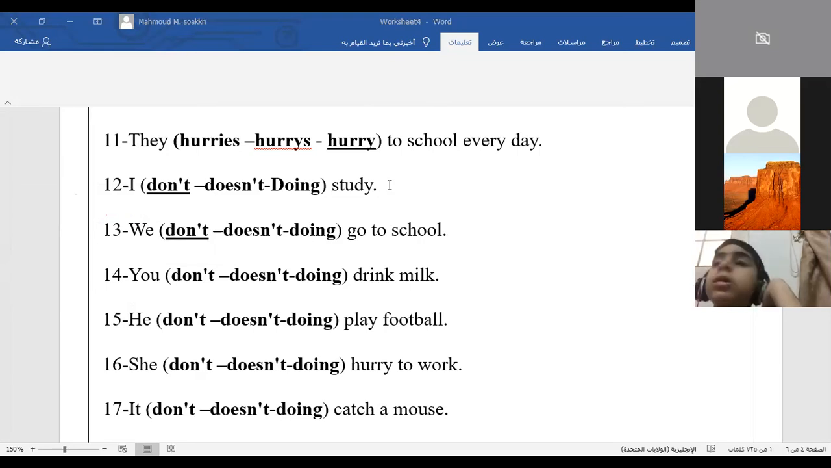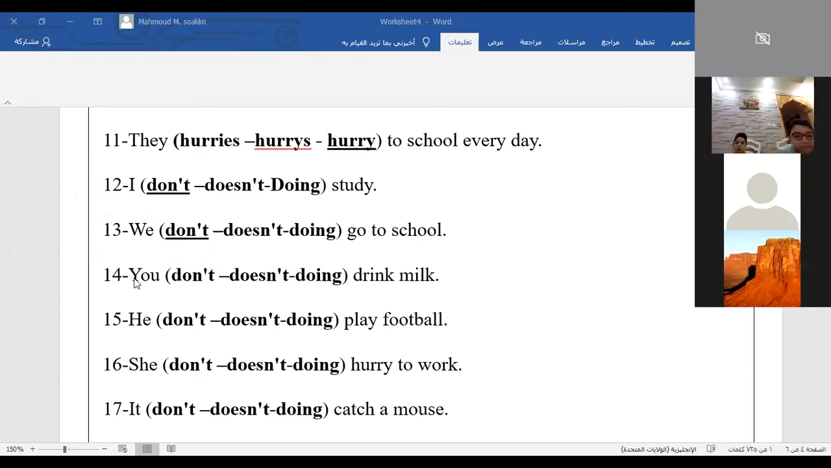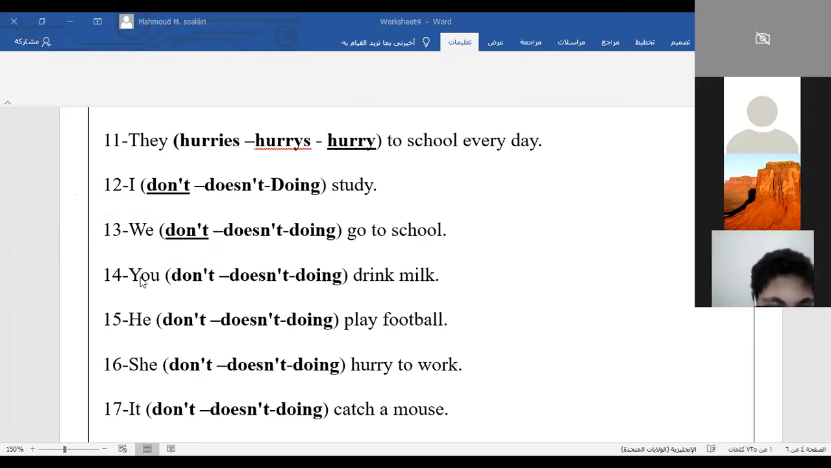Ziad, question 14. You don't drink milk, or you doesn't drink milk, or you doing drink milk? Don't. Excellent, Ziad. Thank you very much.